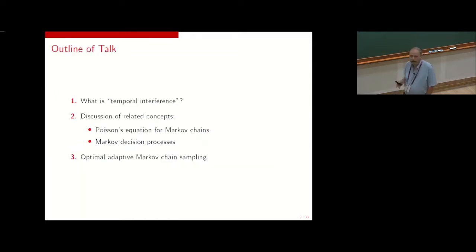So I'm going to talk first of all about what temporal interference is, how it arises in the context of platform companies. Then I'm going to discuss some related mathematical ideas that I will use over the course of this talk, in particular Poisson's equation for Markov chains. And I'll say a little bit about Markov decision processes, in particular review some ideas from the world of stochastic control for Markov chains, because I want to contrast some of the classical ideas that arise in that context with a control formulation that will arise in the setting of this temporal interference problem. And then I'm going to close with the main discussion point today, which is applying these ideas in the world of optimal adaptive Markov chain sampling, that being our solution to the temporal interference problem.